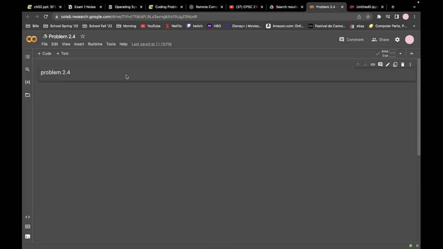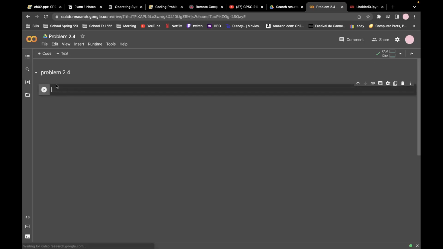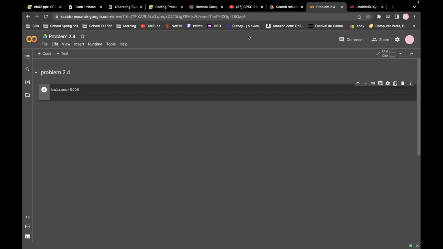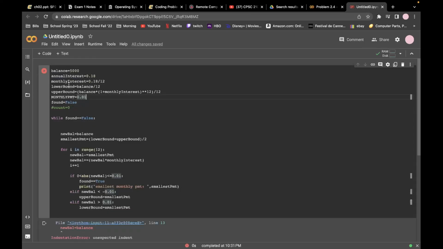Balance is 5,000. Interest is 18%. So the lower bound is the lowest amount that we could pay based on our balance without interest. So it's going to be balance divided by 12. So lower bound is balance divided by 12.